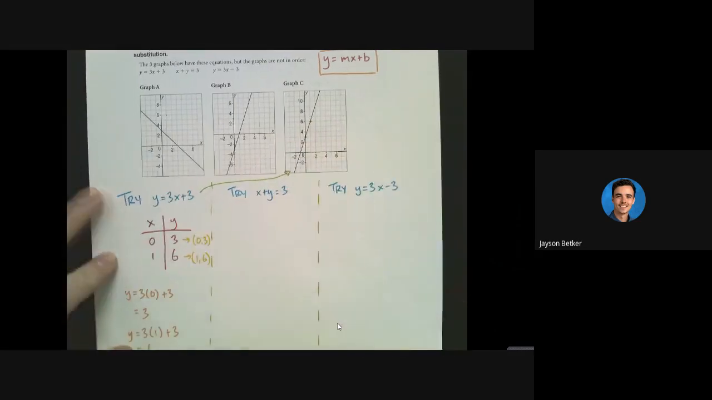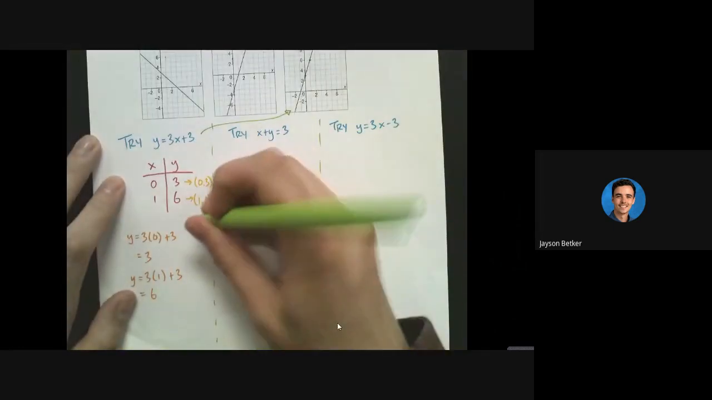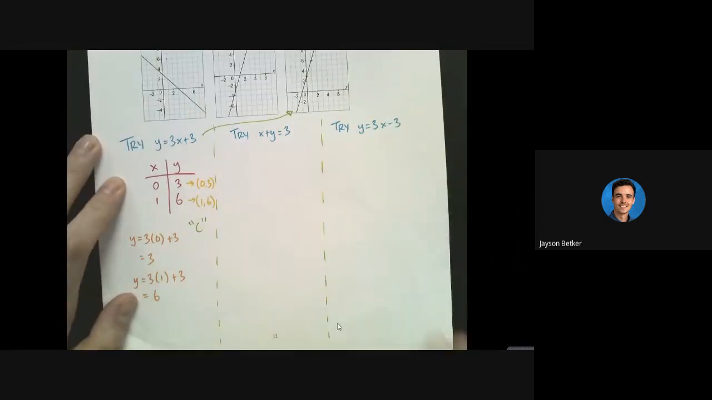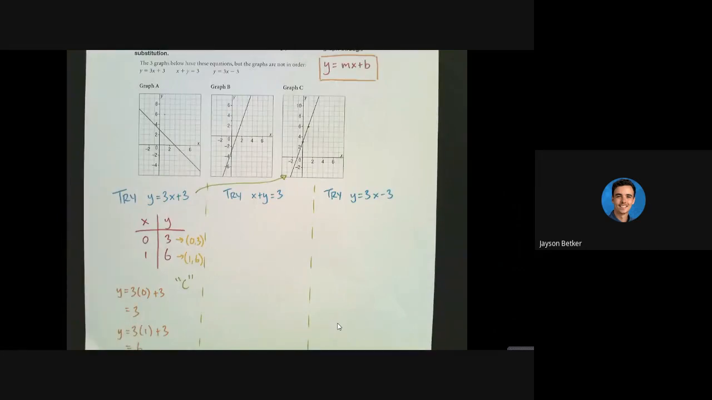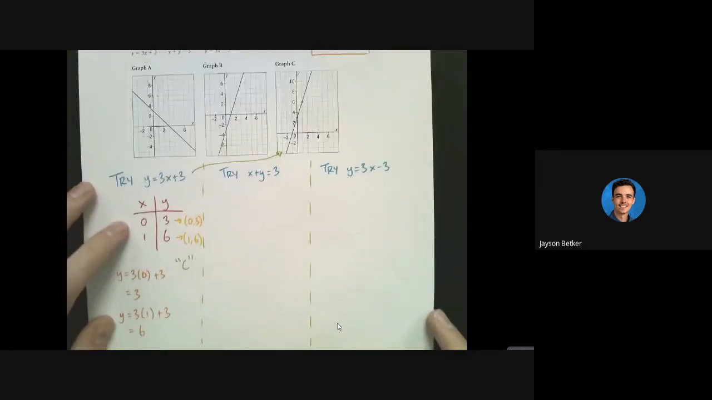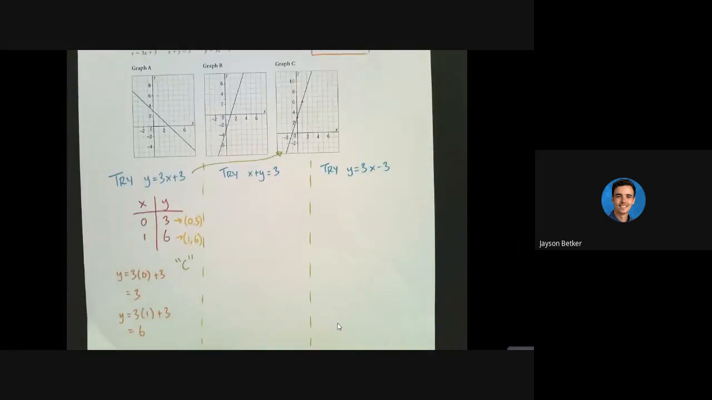Okay, or we can just go down here. This one is C. There you go. A little process of elimination is going to help us out there a little bit too. Let's try the next one.